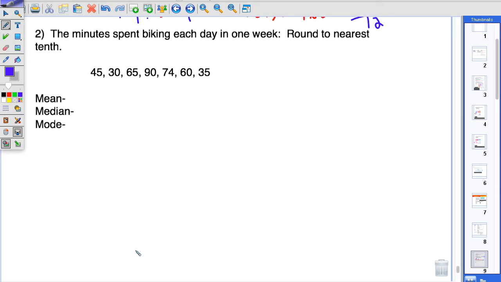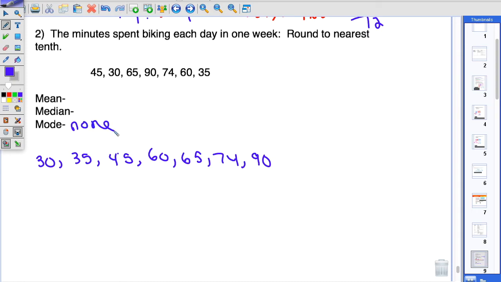Number 2, the minutes spent biking each day in 1 week, round to the nearest tenth. The first thing that we need to do is order our data from least to greatest. So 30, 35, 45, 60, 65, 74, and 90. There is no mode because there are no numbers that repeat.